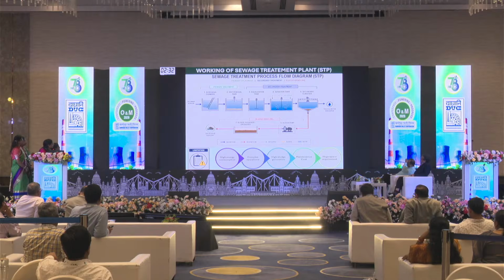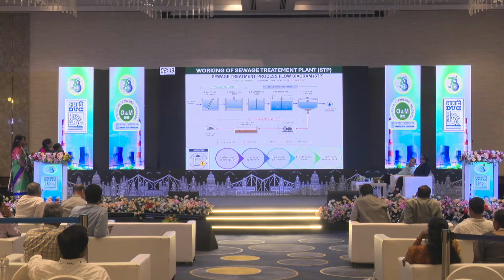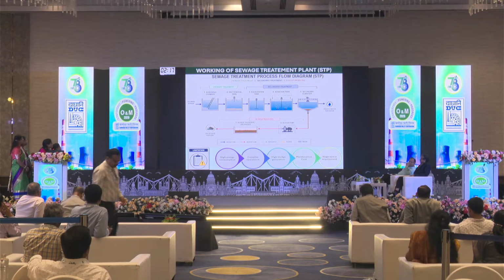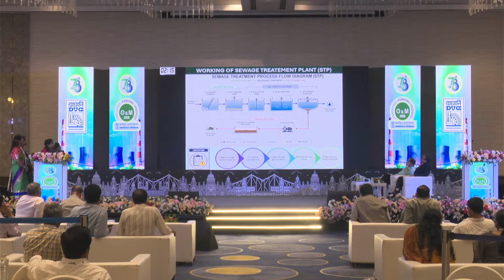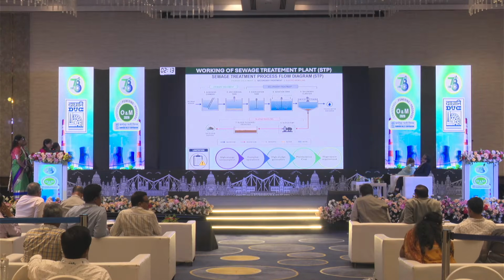So in the primary treatment, wastewater is collected in the screening chamber where larger particles, plastics, and clothes are screened out. Then it goes to the grit removal tank. After that, it goes into the equalization tank. And the major part is the aeration tank, where the microorganisms break down the wastewater with the help of oxygen supplied continuously with the help of blowers.